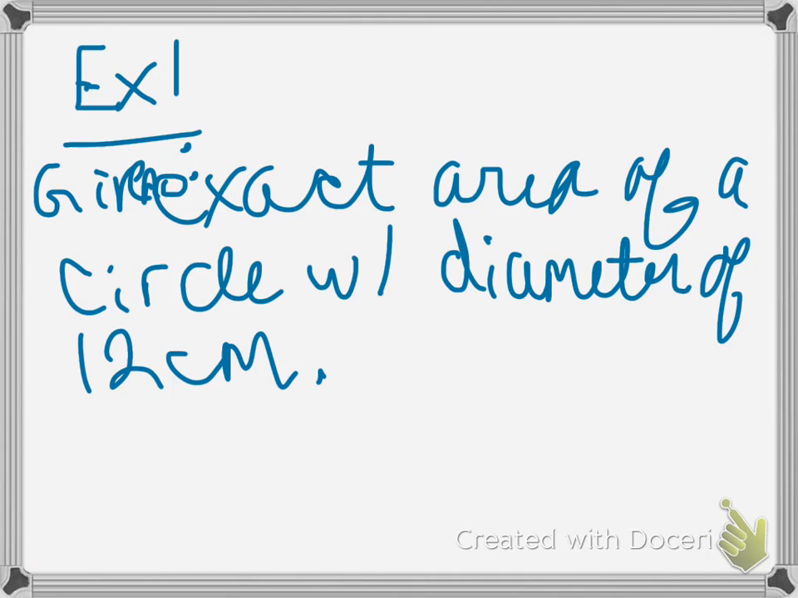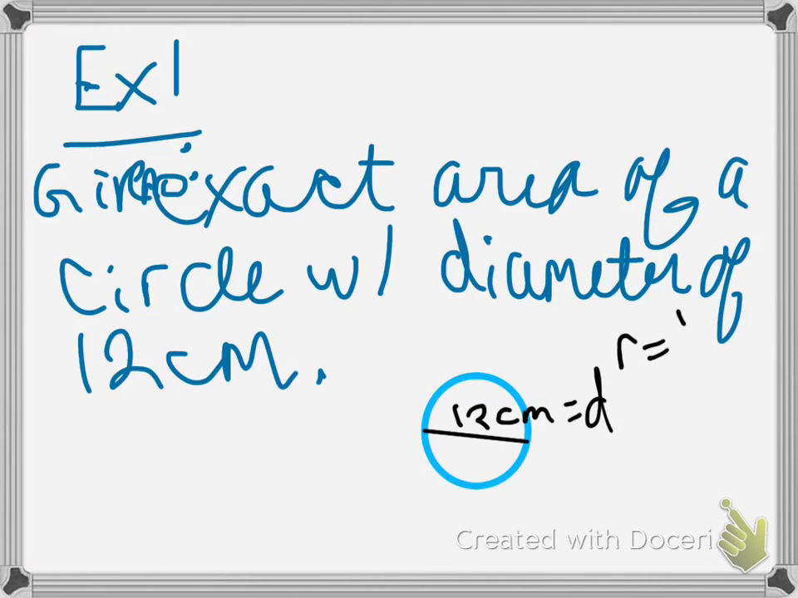All right, so we can go ahead and do this by saying, I'm going to draw a circle. And if I know that the diameter here is 12 centimeters, I know the relationship between the diameter and the radius. The radius equals 1/2 the diameter. So I can find my radius by saying radius equals 1/2 times 12, so equals 6 centimeters.